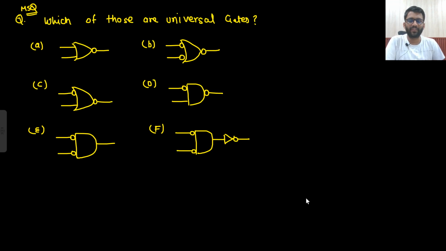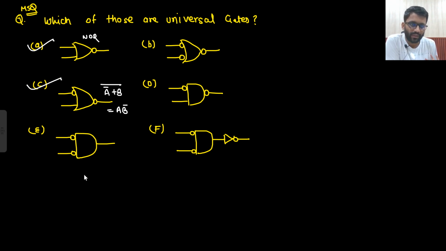Now let's see a question. Which of these are universal gates? So this is a NOR gate. First one is NOR. Certainly universal. What about this one? This is also universal only. What is the final function? A bar plus B bar, so that would be AB bar. AB bar is universal. What about this one? What is this? A bar dot B bar. That is equal to (A plus B) whole bar. This is NOR only.